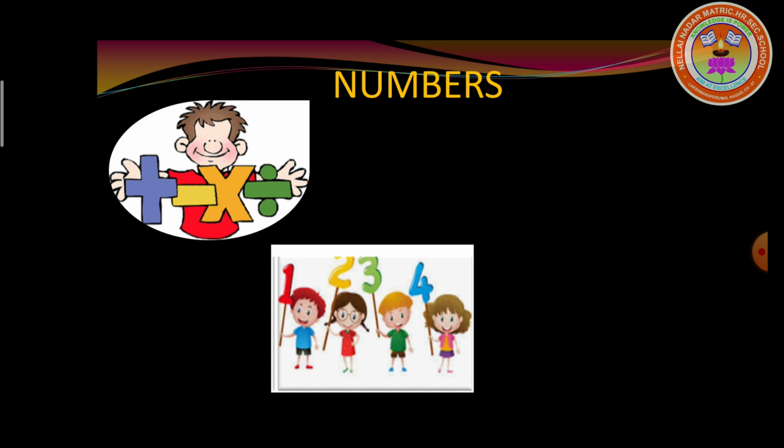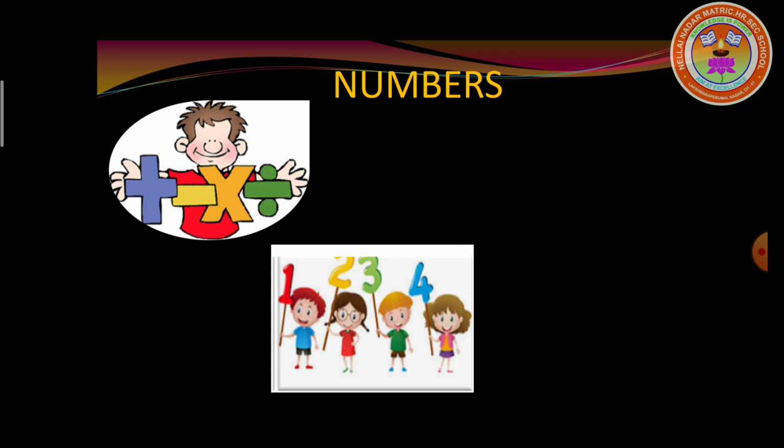Children, what do you mean by numbers? A number is a mathematical object used to count, measure and label. In your lower classes, you have studied operations like addition, subtraction, multiplication and division. Numbers are used in these operations and you have studied various types of numbers also. What are the numbers you know, children? Natural numbers, whole numbers, odd numbers, even numbers, prime numbers and composite numbers.